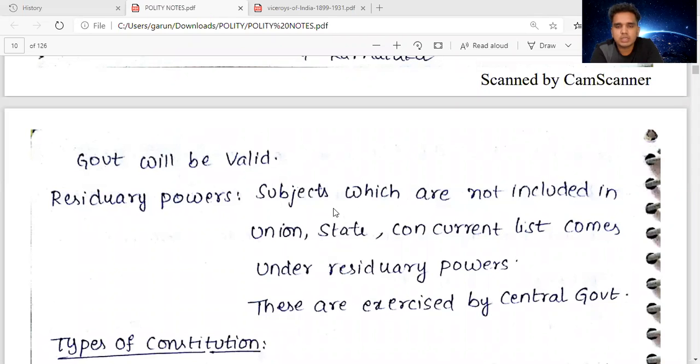And in the state list, what are the powers of states? And in the concurrent list, what both of them share with each other. Concurrent list में क्या हो जाएंगे, just like taxes and other things, education also in the concurrent list. So economic purposes भी concurrent list वगैरह में आ जाएंगे. Concurrent list is the relation between the center and the state government. State list is basically the powers of the state government. Union list is the power of the central government. Residuary powers are exercised by the central government.